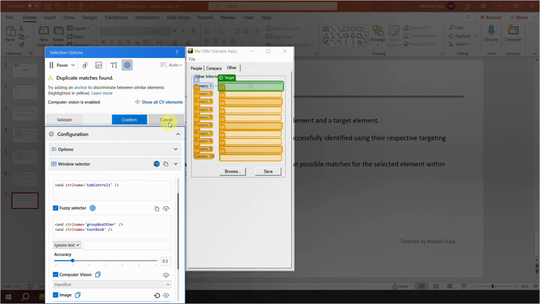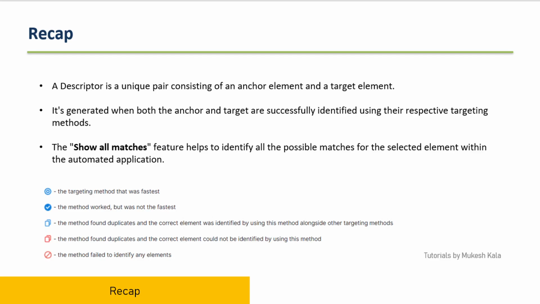So that is all I wanted to cover in this video. Let's have a quick recap. Today we have seen what exactly a descriptor is. A descriptor is a unique pair consisting of the anchor element and the target. Whenever UiPath tries to identify any element on the screen, it is using three technologies, the strict selector, fuzzy selector, and the image, to find the respective target methods. This pair is called a descriptor, the anchor and the target method.